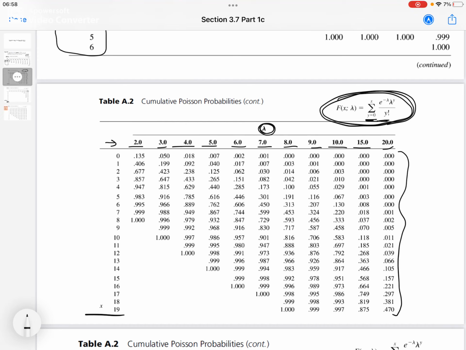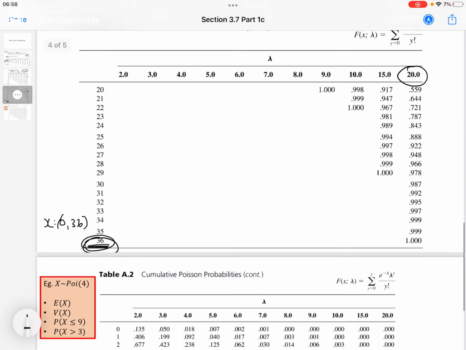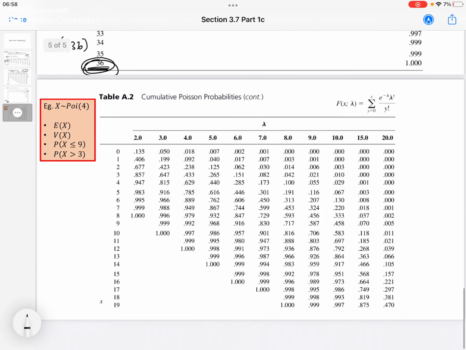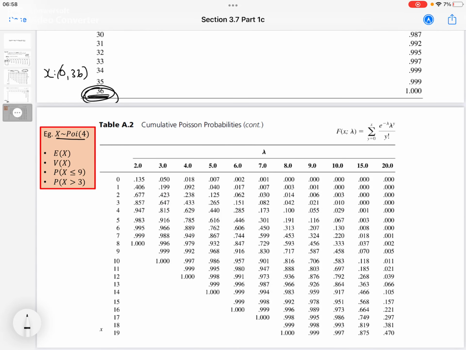The first row gives you the lambda, the first column gives you the value of x, and what we're interested in is inside the table, which is the cumulative probabilities. Cumulative probabilities means you're calculating the probability that X is at most some particular possible value. Let us have a look at an example.